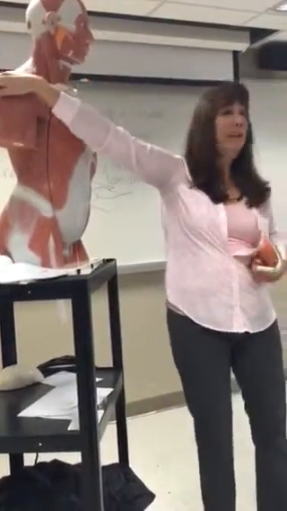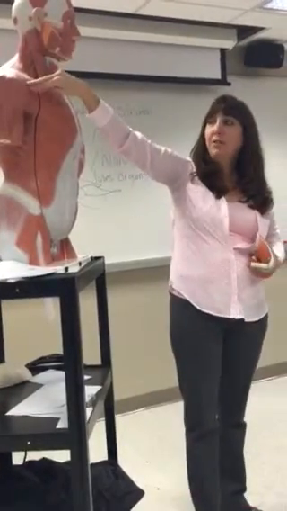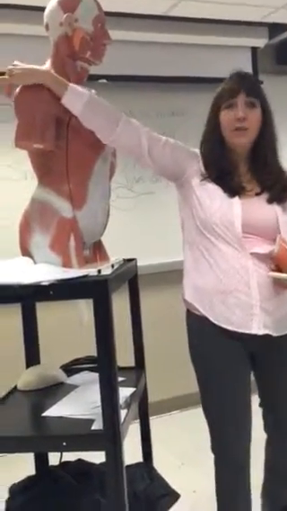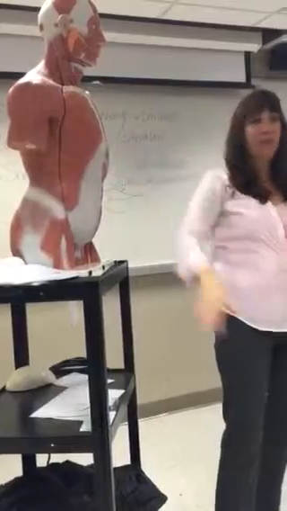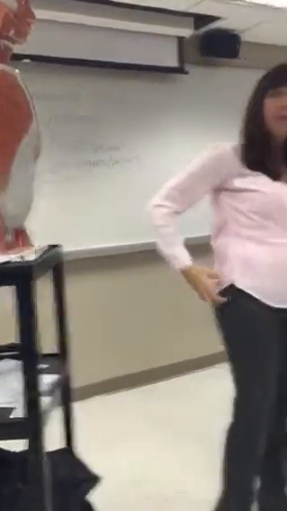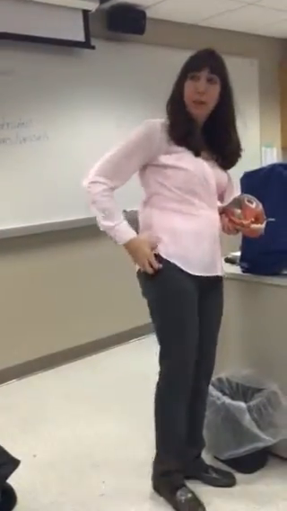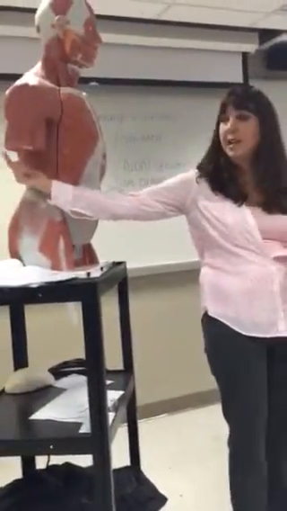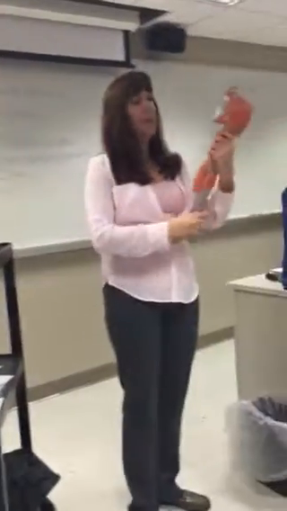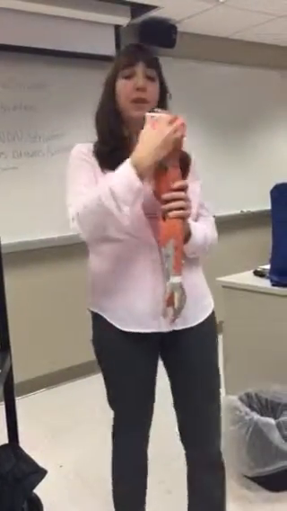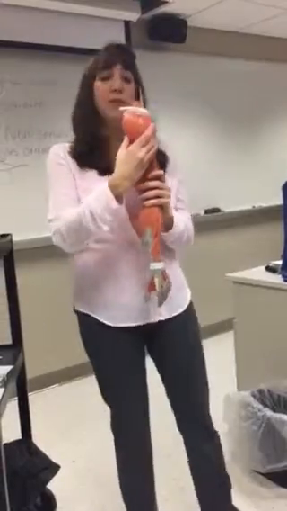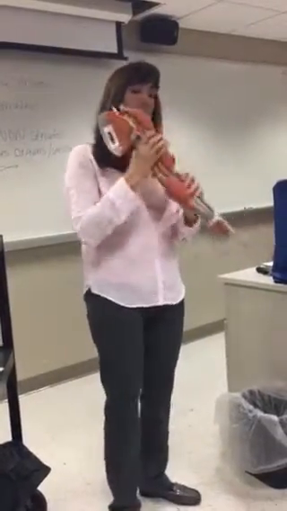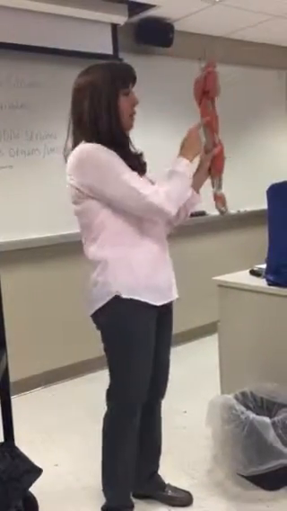It has 3 bellies though. It flexes, it extends, and it abducts because it's on the side. Just like the gluteus medius, it takes away. Biceps flex, triceps extend. And then they could label it here on this model, the delta. Deltoid is the cap of the sleeve. And then biceps in the front, triceps in the back.